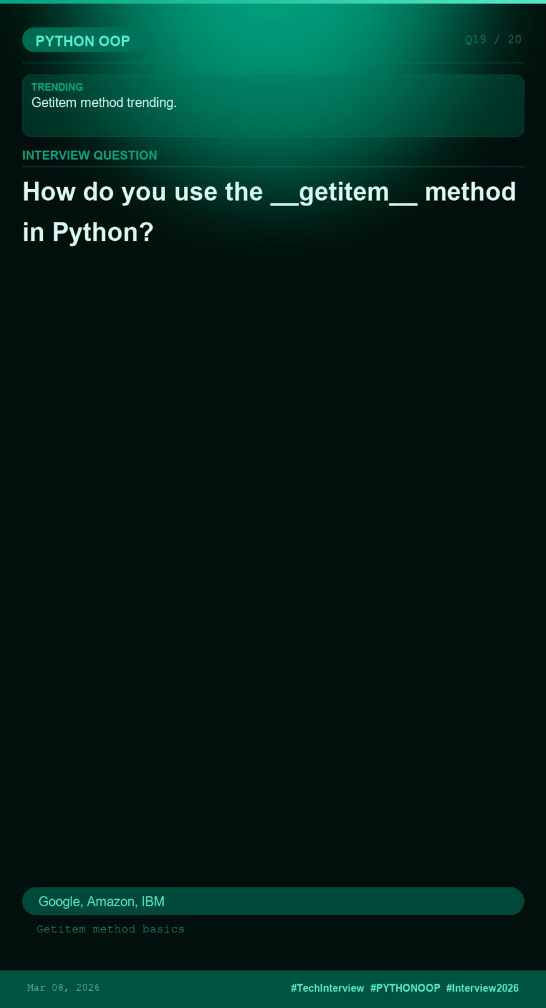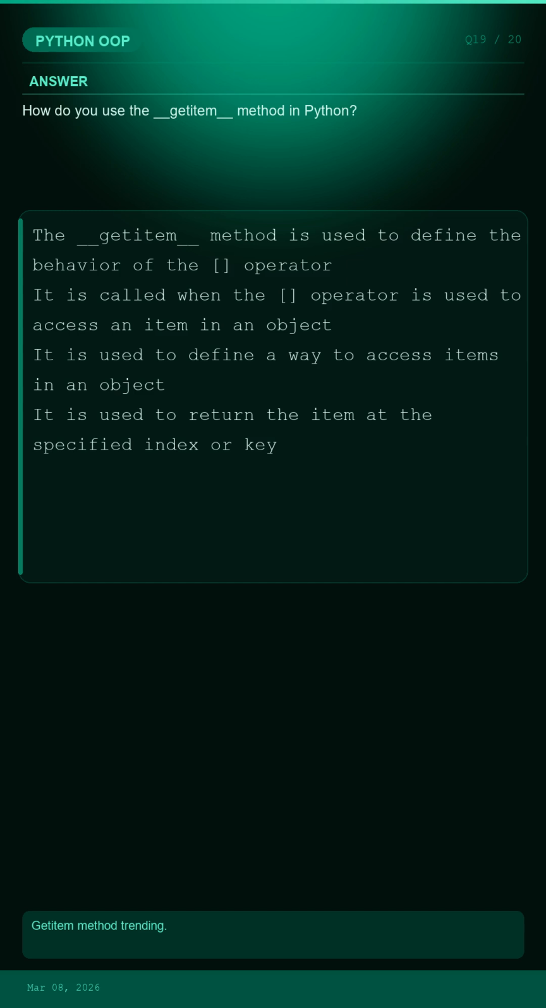Question 19. How do you use the __getitem__ method in Python? Answer. The __getitem__ method is used to define the behavior of the indexing operator. It is called when the operator is used to access an item in an object. It is used to define a way to access items in an object.